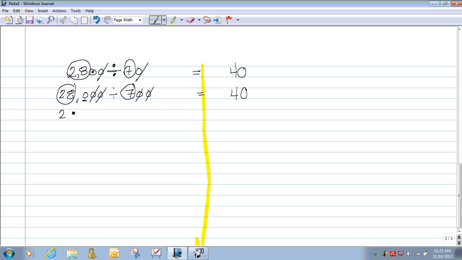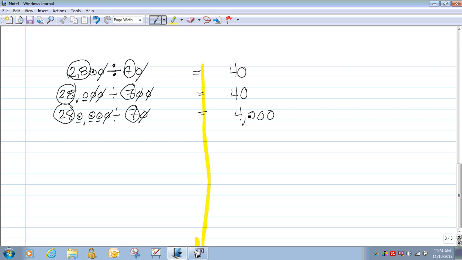Let's try another one. We have 280,000 divided by 70. Our basic fact is 28 divided by 7, which equals 4. I have 1 0 on the right I could cross out. That means I could only cross out 1 on the left. I have 1, 2, 3 remaining zeros, so I could place those 3 remaining zeros, and my quotient is 4,000.